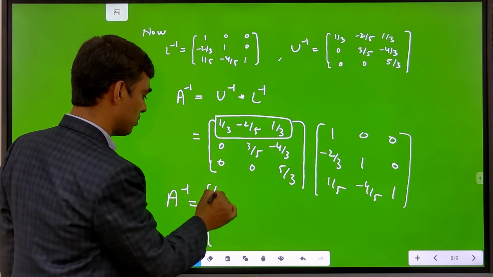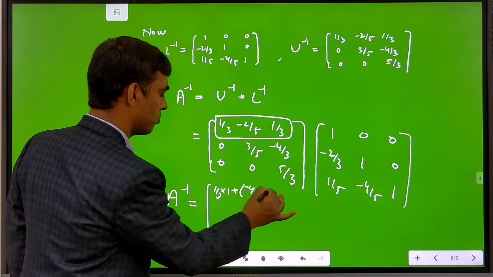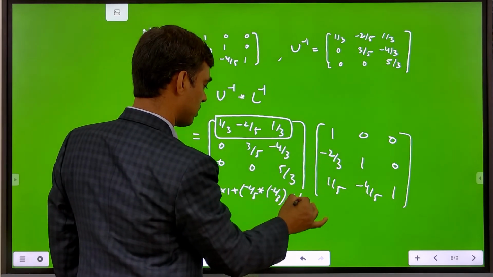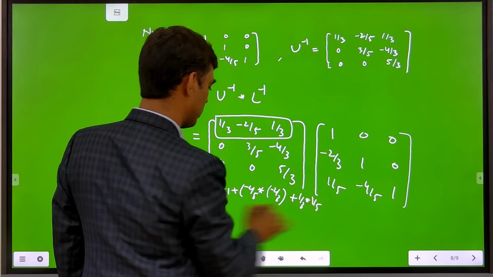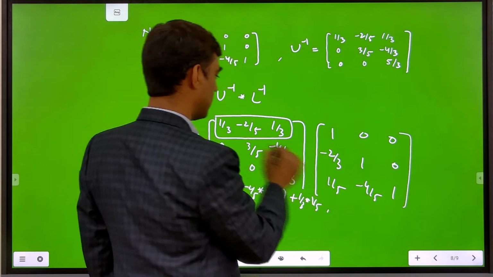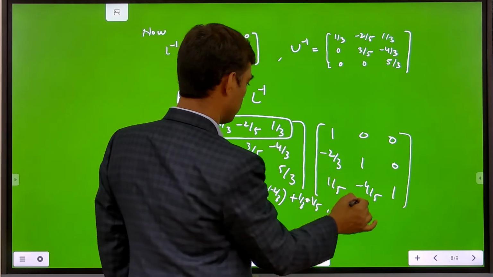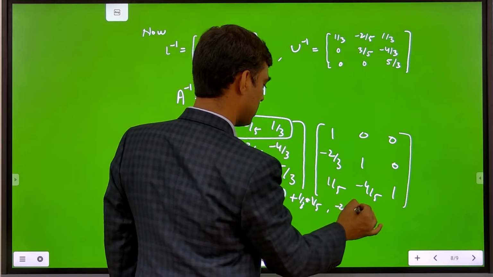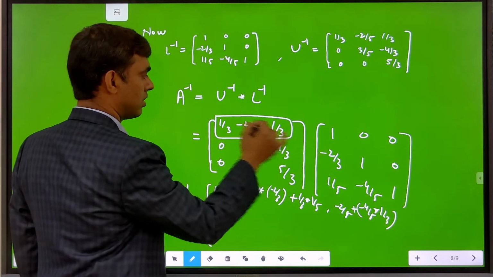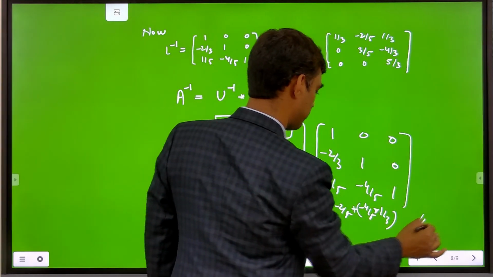So this element is 1/3 into 1, plus minus 2/5 into minus 2/3, plus 1/3 into 1/5. This one is the first element. The second element, first row, second column, is minus 2/5 and 1/3 into 4/5, plus minus 4/5 into 1/3. This one is the second element. The third element is first row, last column. This one is 1/3.